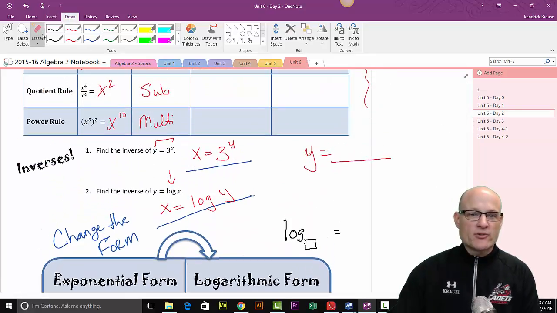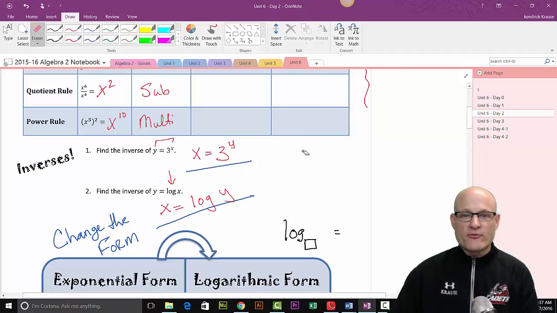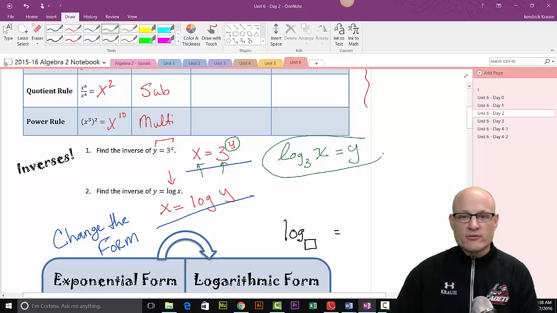If I wanted to solve this one, I would change the form. And we want to change the form anytime our variable is an exponent, and I need to get a hold of it. I need to get a hold of this y here. So what I'm going to do is change the form. This is the base. This is the exponent. So log base 3 of x is equal to y. And those are inverses of each other.